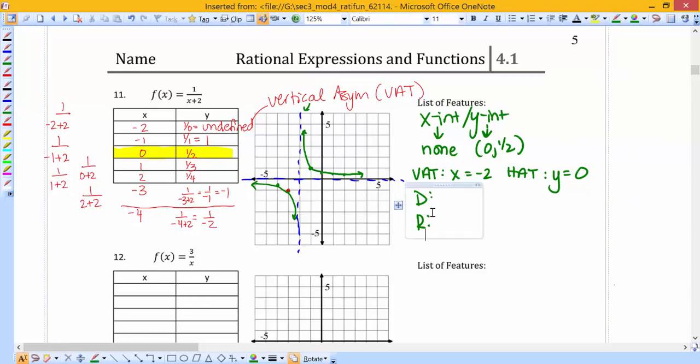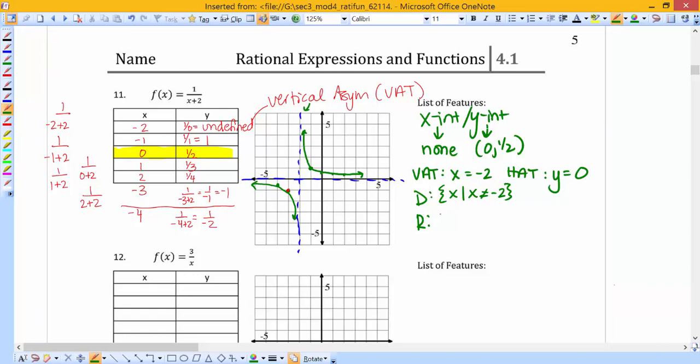Now we need to remember your domain is attached to your vertical asymptotes. So normally your domain would be -infinity to infinity. But because we have a vertical asymptote, I need to exclude that value. So I'm going to say my domain is all x values such that x cannot equal -2. We need to again remember that comes from your vertical asymptote.